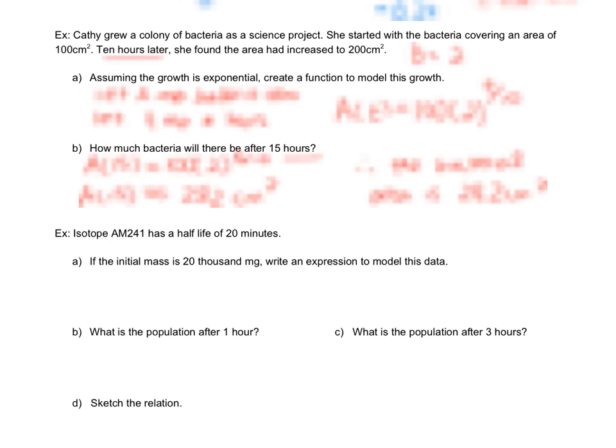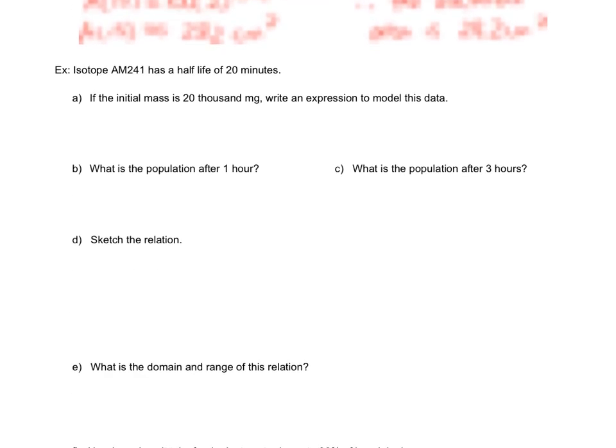Okay, let's go to the next one. Isotope AM241 has a half-life of 20 minutes. If the initial mass is 20,000 milligrams, write an expression to model this data. So we're dealing with mass, so let M represent mass, and we want to state that it's in milligrams.